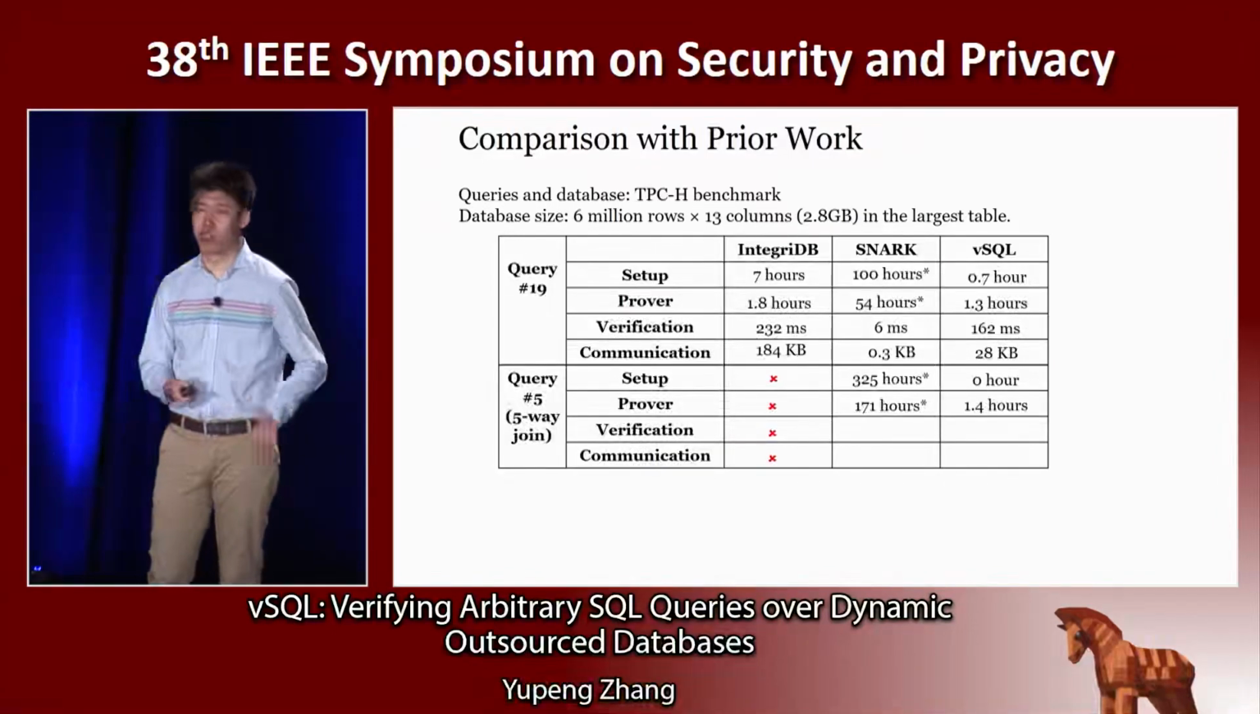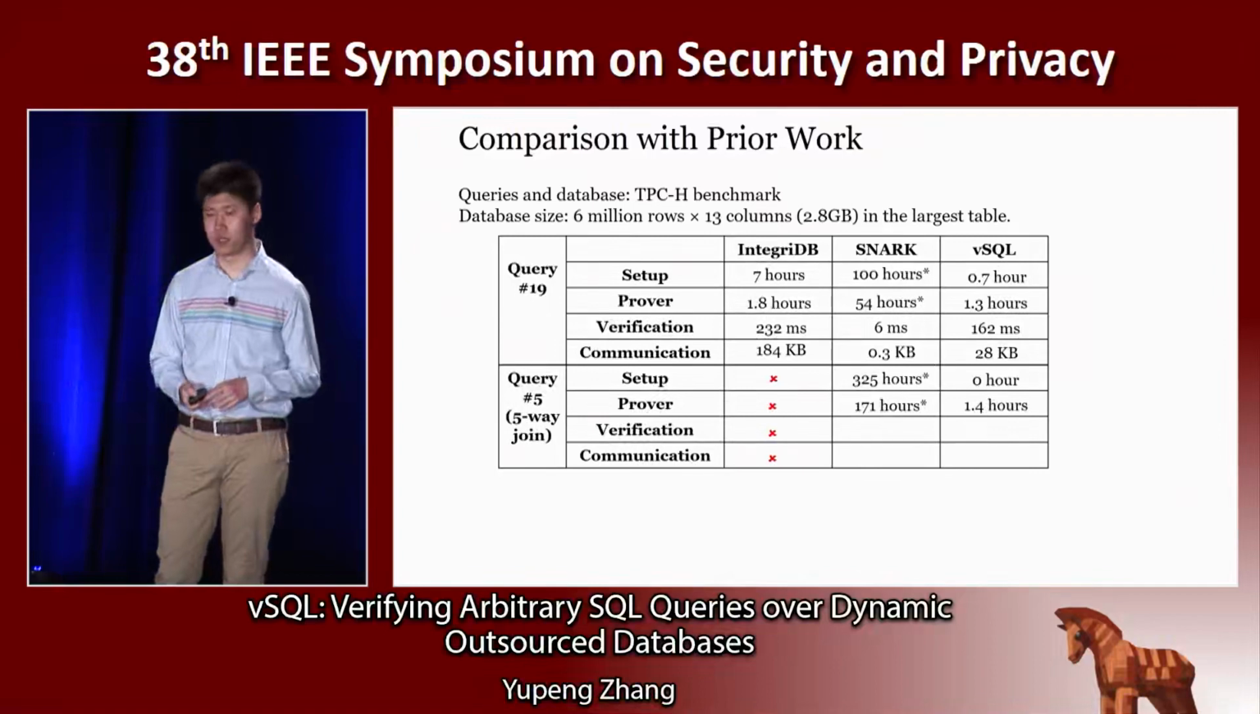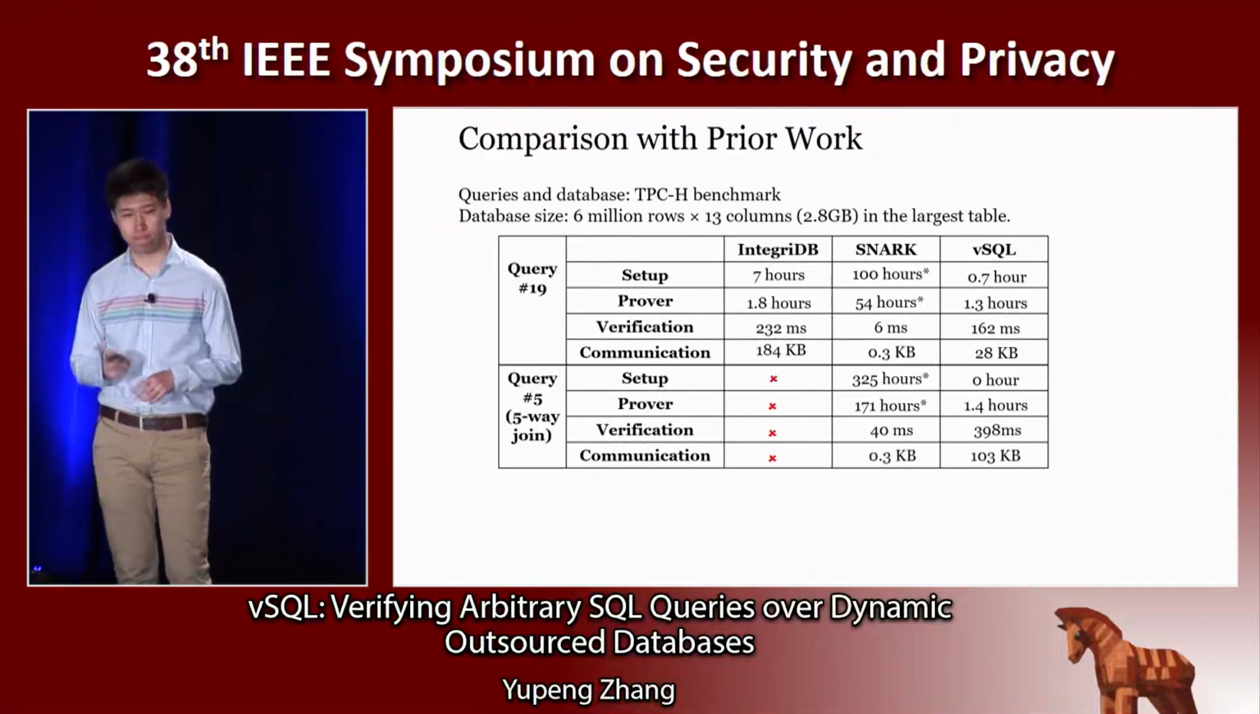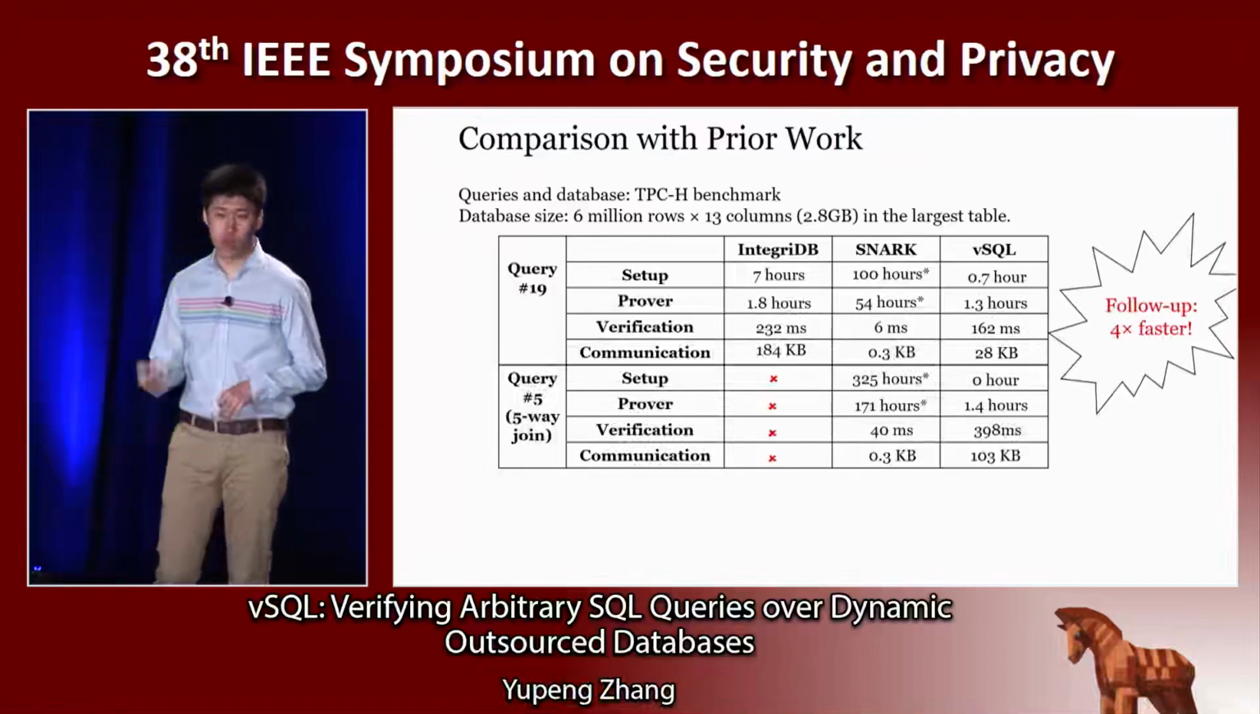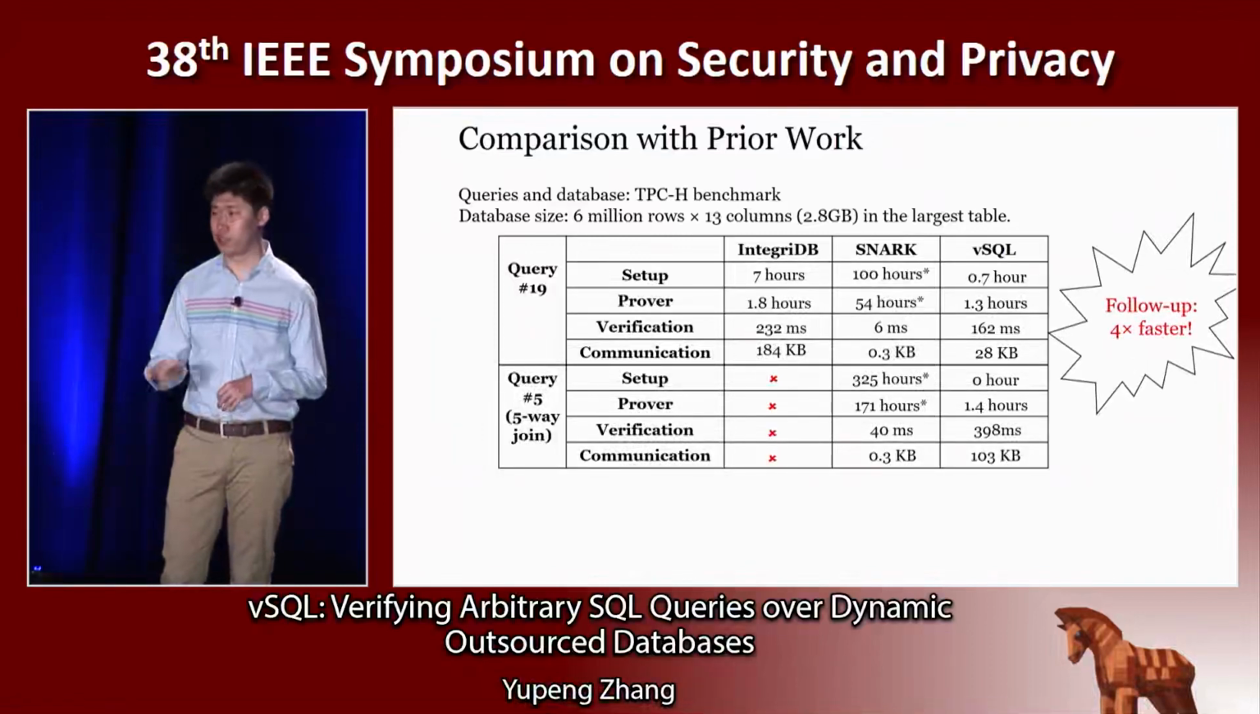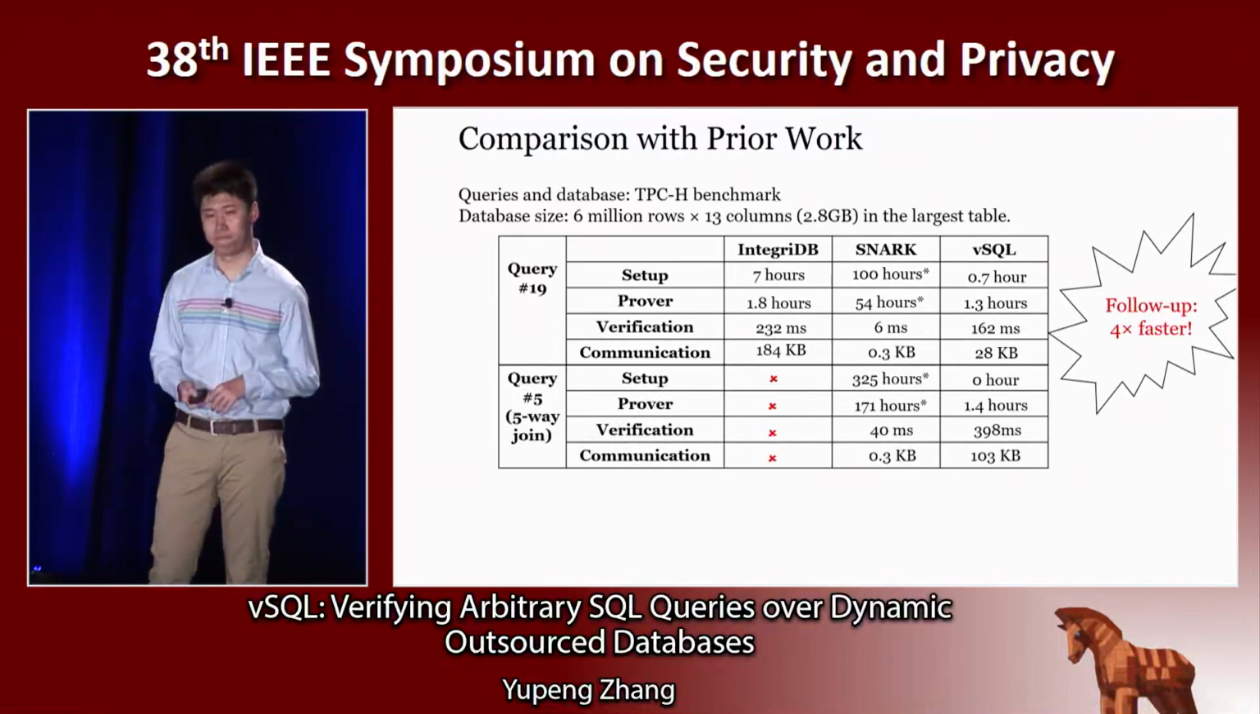For prover time, we are more than 100 times faster than Snark, and we are worse in verification and communication. In a follow-up work, we can further reduce the setup time and prover time of our system by at least 4 times.